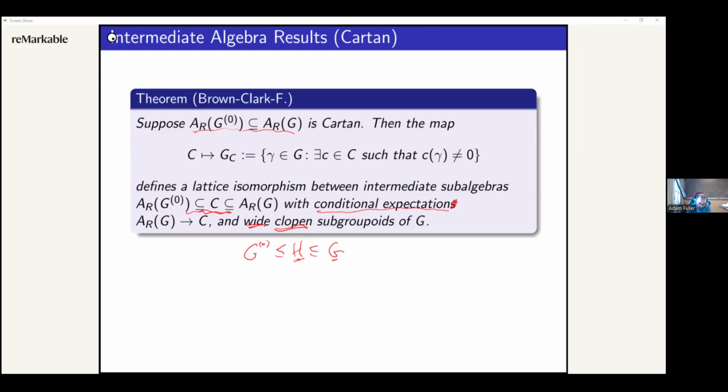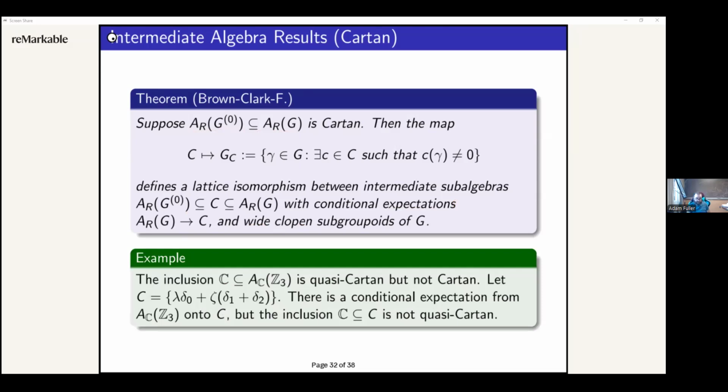This does not hold in the quasi-Cartan condition case. So one example here is if I take the 3-element group and just take its Steinberg algebra over C, so this is just a group algebra, then this inclusion of C in here is quasi-Cartan, but not Cartan. This is not maximal abelian. And if I take delta naught, delta 1, delta 2 being the elements of C3 inside this algebra, looking at this algebra here, where I'm not separating delta 1 and delta 2, but they're both present, then there is a conditional expectation from my larger algebra onto C, but this inclusion here is not quasi-Cartan. If I look at the support of C, because I can't separate delta 1 and delta 2, then I'm actually getting all of C3. So because I can't separate delta 1 and delta 2, this is not going to be a regular inclusion.